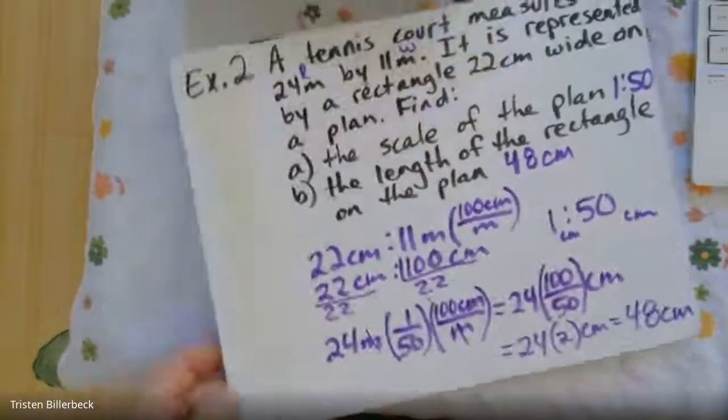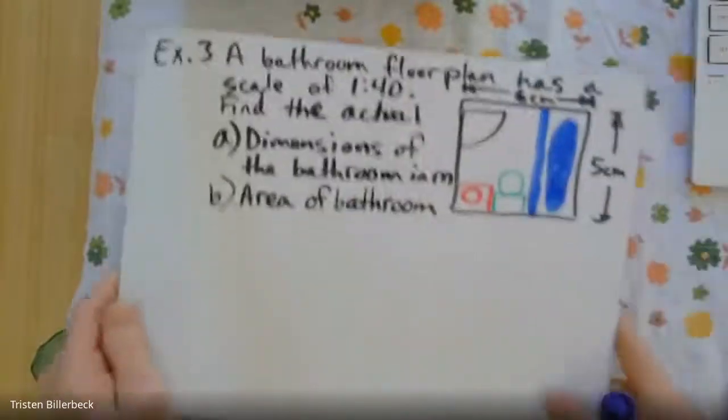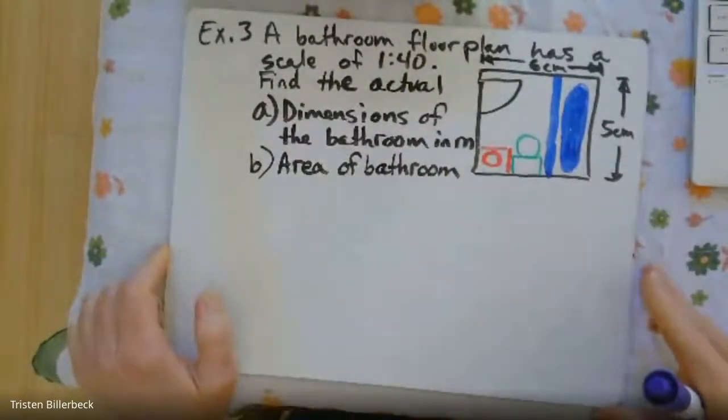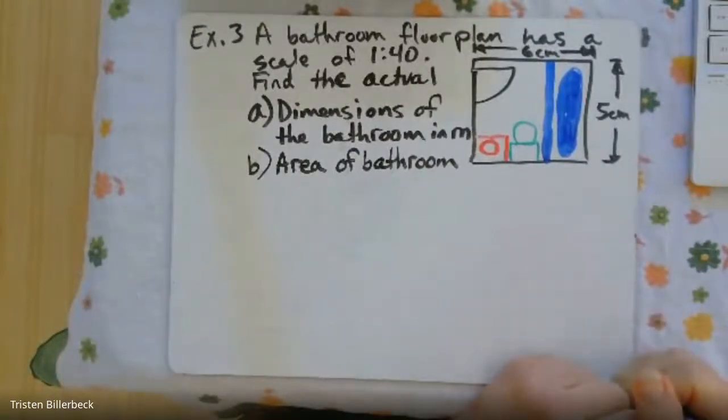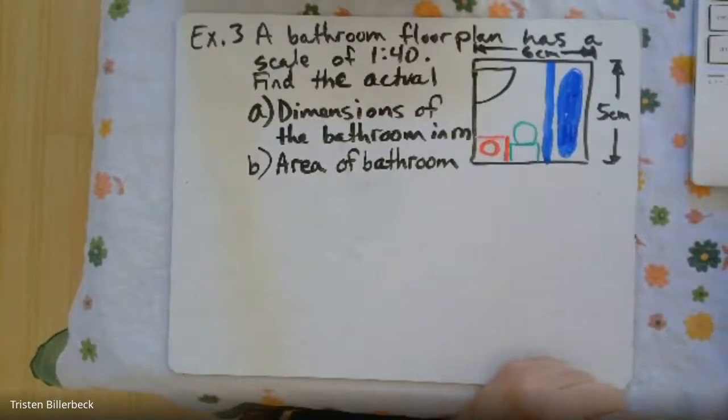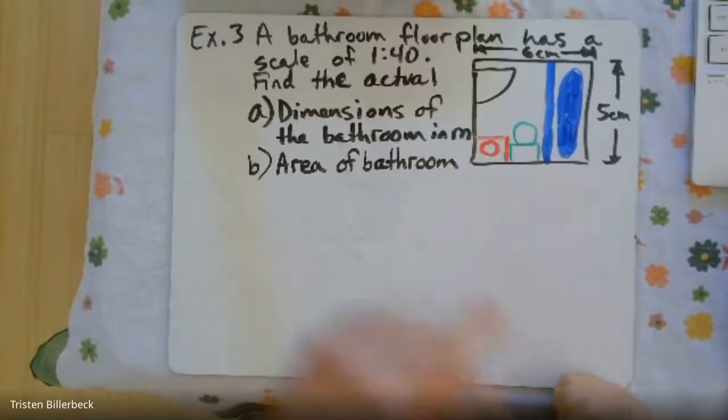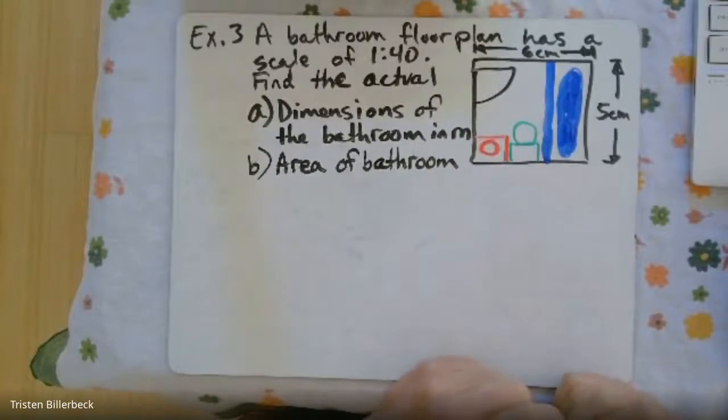Okay, so let's move on to the last example. Now, this is something that you might do once in your life, is measure up your bathroom and draw up a plan and say, this is what I want. Can you do it? And here's all the square footage. So we have a bathroom floor plan here, and it scales 1 to 40. So we want to find the actual dimensions in meters.